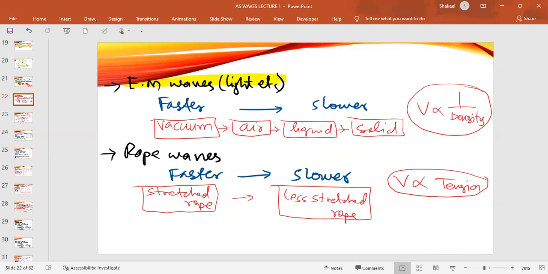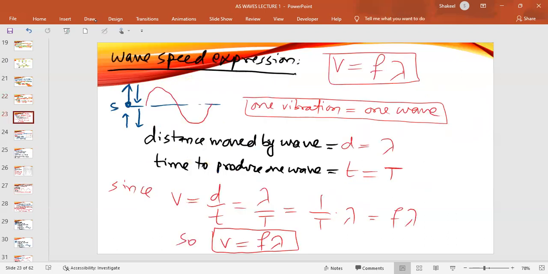Electromagnetic waves like light travel fastest in vacuum, which is the least dense medium, then a bit slower in air, slower in liquid, and slowest in solid. So electromagnetic wave speed is inversely proportional to the density of the medium. Rope waves travel faster if the rope is stretched, with high tension, and slower if the rope is stretched less, with less tension. So the speed of waves in a rope depends upon the tension in the rope.